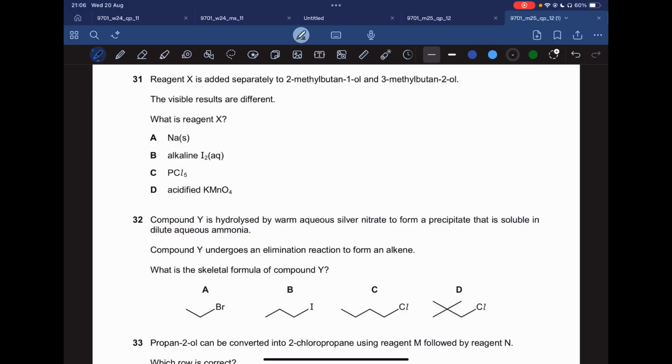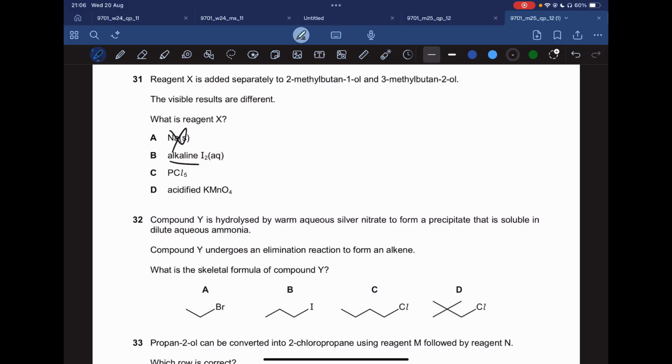31. Reagent X is added separately to 2-methylbutan-1-ol and 3-methylbutan-1-ol. The visible results are different. What is reagent X? Okay, when you add it to Na, you're just forming a salt. You're forming that salt in both, and they're just isomers of each other, and they're not going to form something that is different looking.